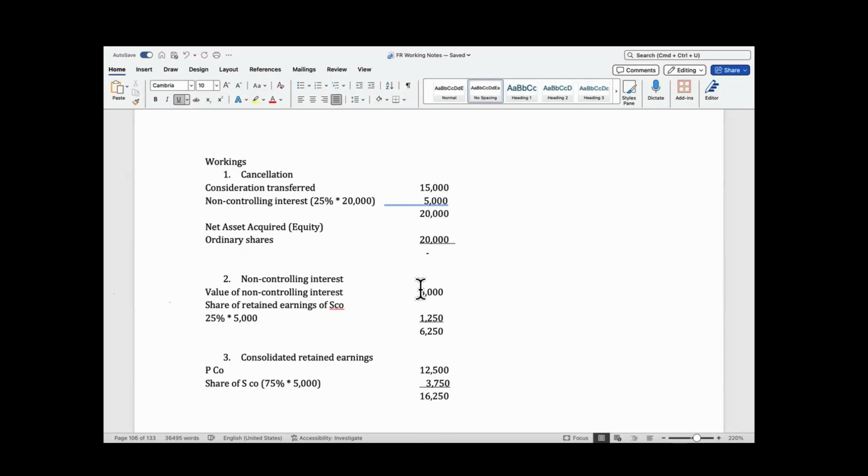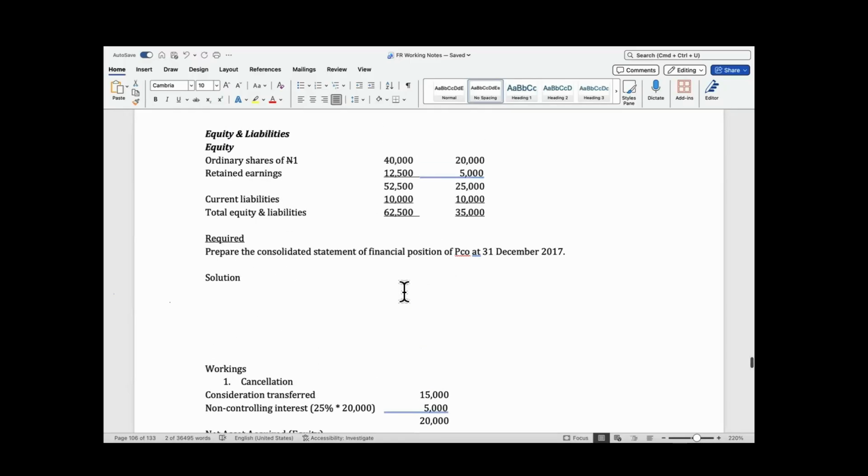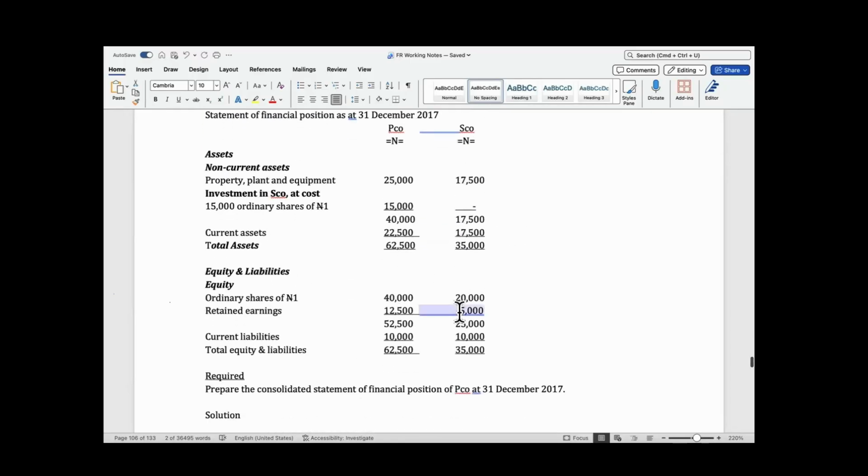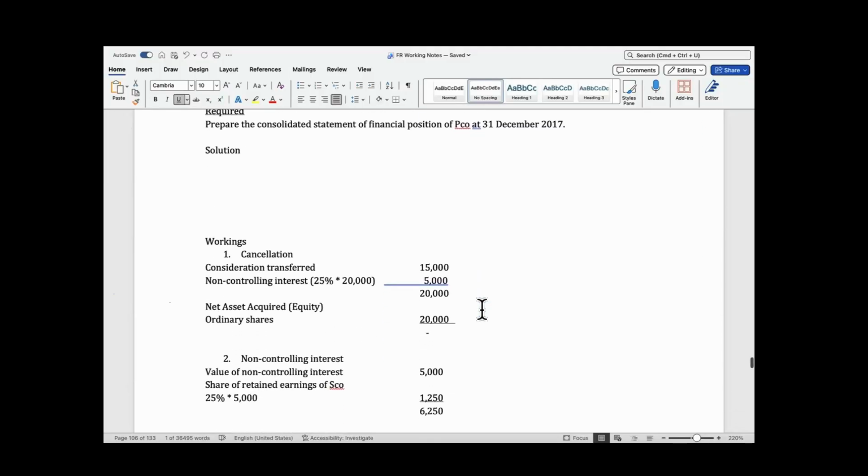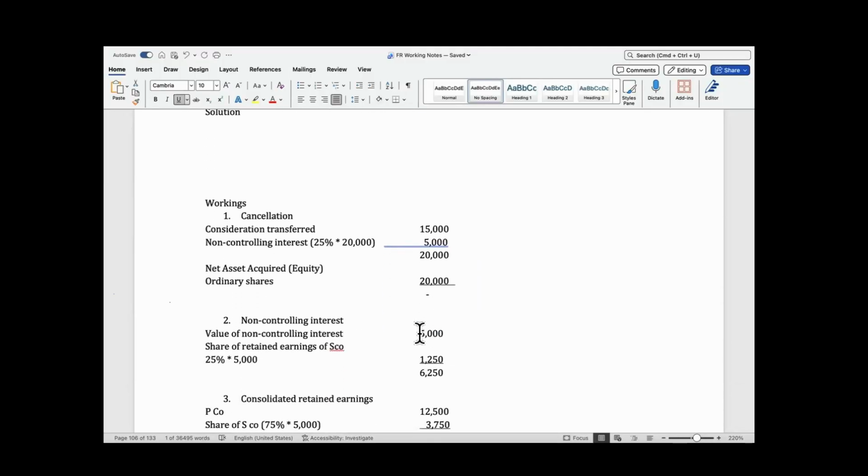No, no, no. Thank God you mentioned it. It's not of the NCI, it's of the retained earnings of ESCO. This 5,000 here is just the value of NCI. It's just a coincidence that this one is also 5,000. This one is a different 5,000 entirely.